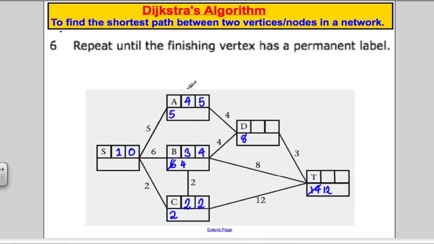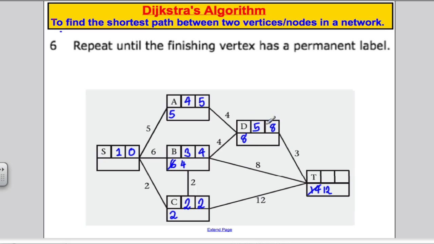Right, you consider everything you can get to from A. You can get to D. Well, you can get to D in another 4 on top of the 5 you've already got, but that's not better than 8. That would be 9, so we don't bother writing it. You can't get anywhere else from A. So, out of D and T, which is smaller out of 8 and 12, well, 8 is. So that's going to be the 5th one we label, and it's going to have weight of 8.